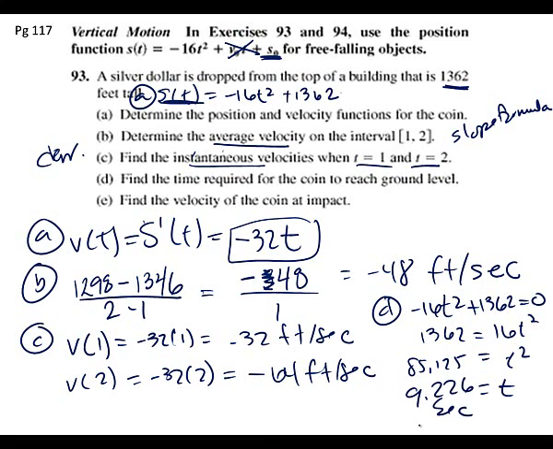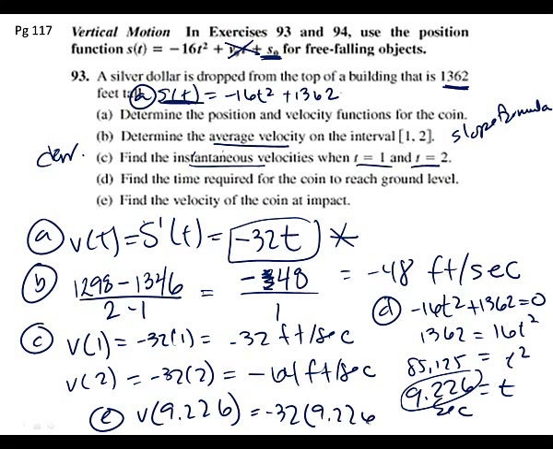And then it wants us to find the velocity of the coin at impact, so I take that time and plug it into, nope, the velocity, right? Because it's the coin at impact. So part E, I would be doing the velocity of 9.226, or probably more decimal places than that, but we'll go with the 9.226. So that would be negative 32 times 9.226 times 32. I got negative 295.242 feet per second.